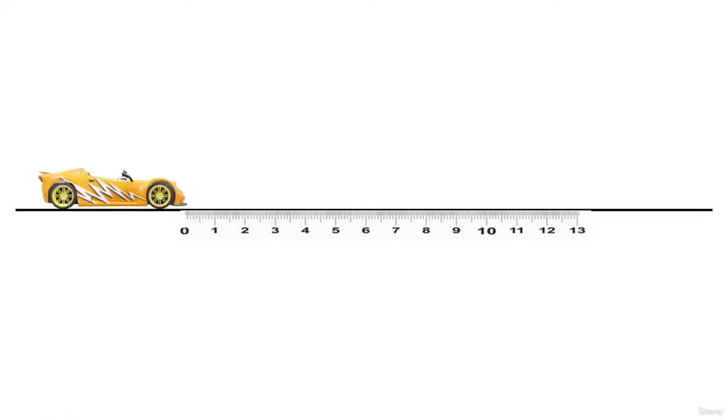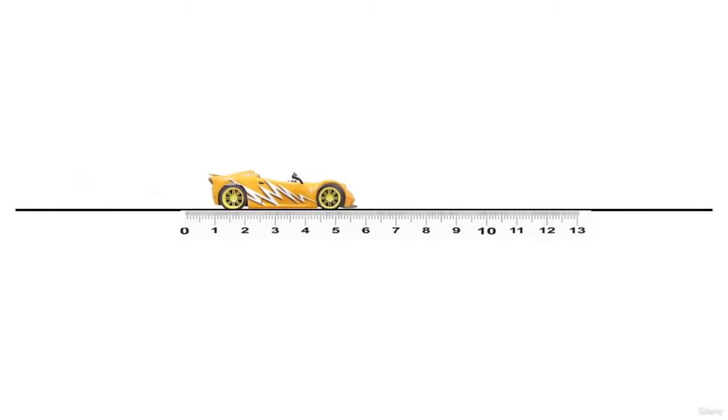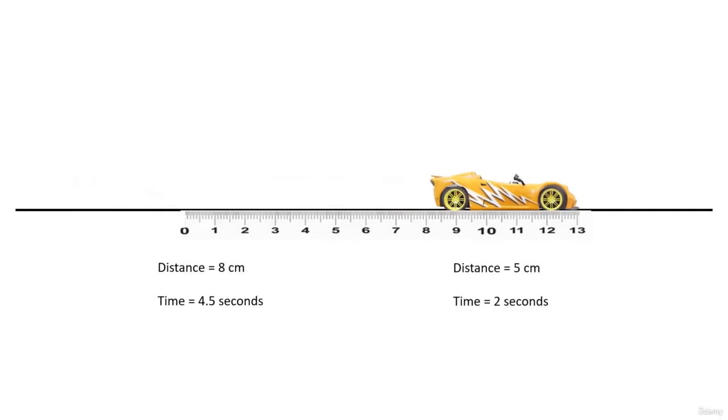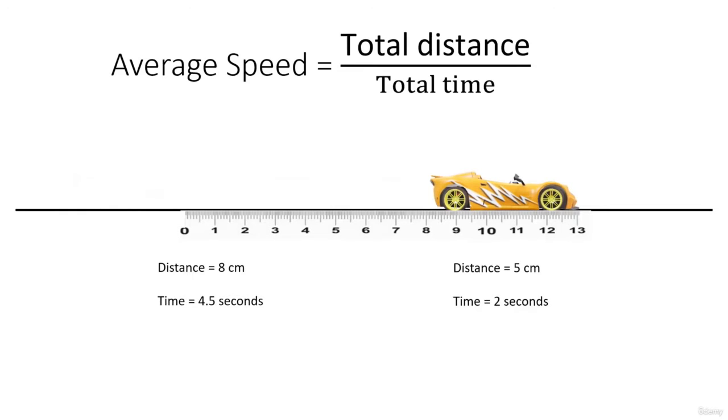So let's understand some time interval in which the car covers some distance. You can observe the car traveling some distance, and the car covers a distance of 8 units, 8 centimeters here. And the time is 4.5 seconds. One more leg of the same journey. In this the car will travel another 5 centimeters here, and the time taken is 2 seconds.